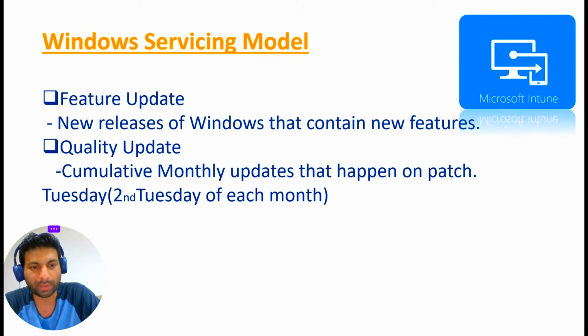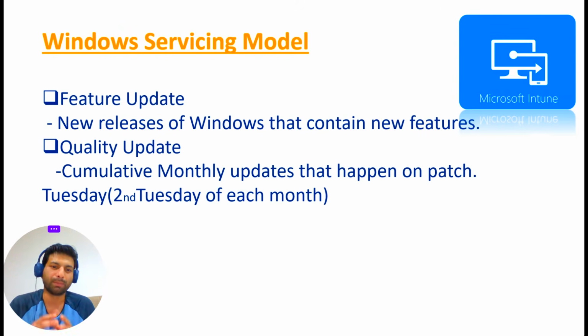So when you talk about quality updates, they are monthly updates that happen on patch Tuesday. Normally it is on every month, normally on the second Tuesday of each month. There can be a few hot fixes and patches and things like that. So that's about quality updates and feature updates.